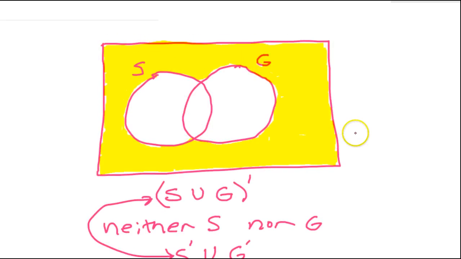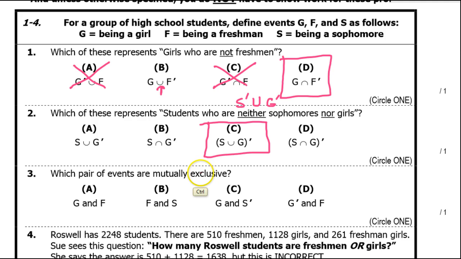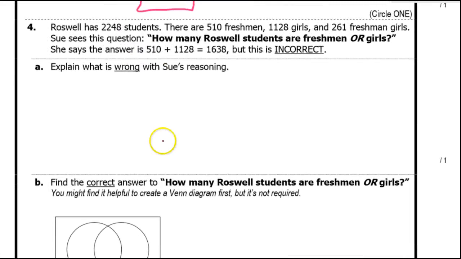Sets that overlap, like sophomore and girl, because you could be a person in this area who is a female sophomore, are called overlapping. So which would be mutually exclusive? Can you be a girl and a freshman? Yes. Can you be a freshman and a sophomore? No. You're one or the other. So this is your mutually exclusive. All right. Problem number 4.